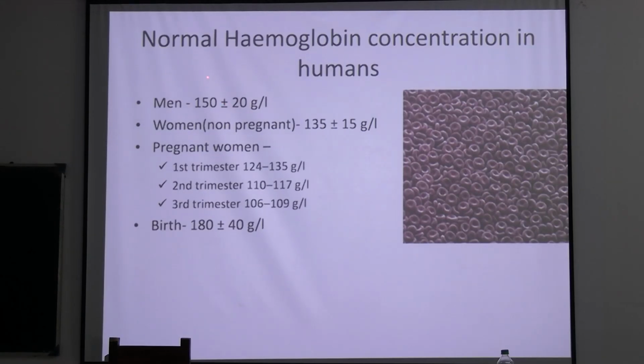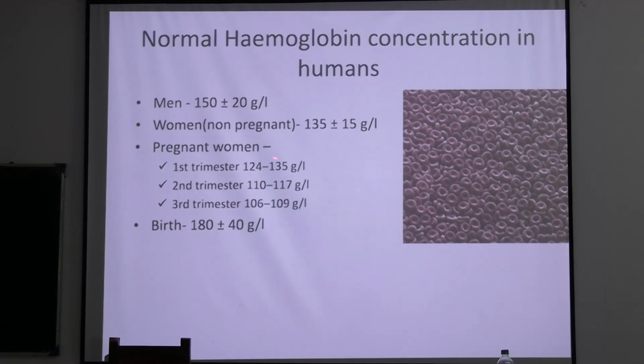When you convert liter to dL, automatically you have to shift one zero towards the left. So, it will be 15 plus minus 2 gram per dL in case of men, and in case of non-pregnant healthy woman it is 13.5 plus minus 1.5 gram per dL or 135 plus minus 15 gram per liter. So, this is the normal value. If someone asks you the normal value of hemoglobin, you have to mention it in this way. The normal value in men is this, the normal value in non-pregnant woman is this.